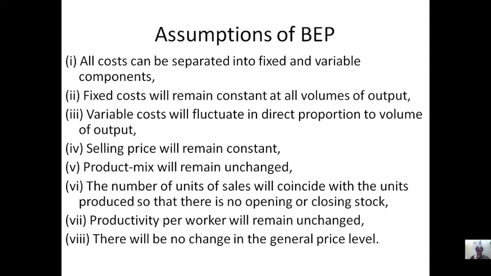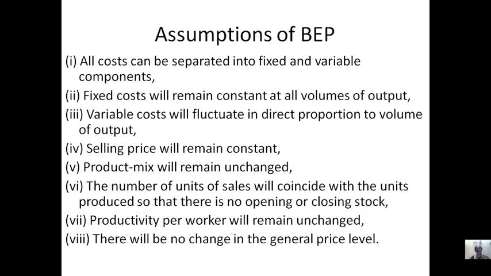The same products they should manufacture, but in practice it is not possible. Based on the customers' needs and demands, they should manufacture the products. This is the limitation of this assumption. Clear? And the next one, it is assumed that production and sales quantities must be equal.